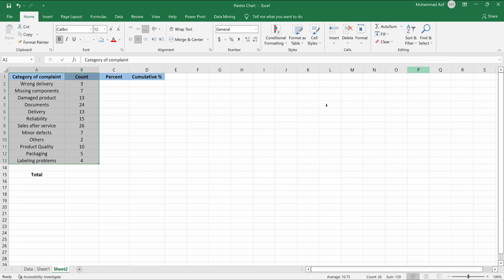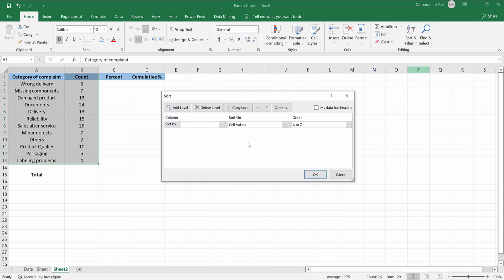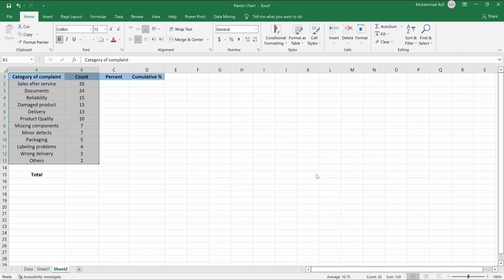custom sort, and sort by count, that's column B, and largest to smallest, this one. Now there are two parts. In one part we can make a chart, or let's first go with more informative numbers.